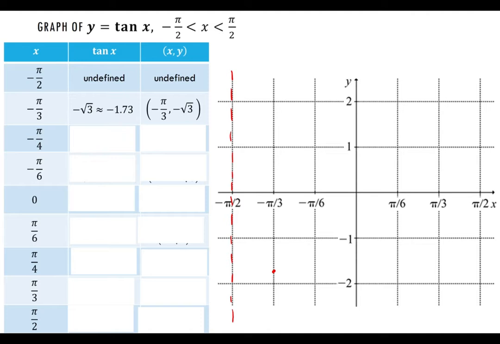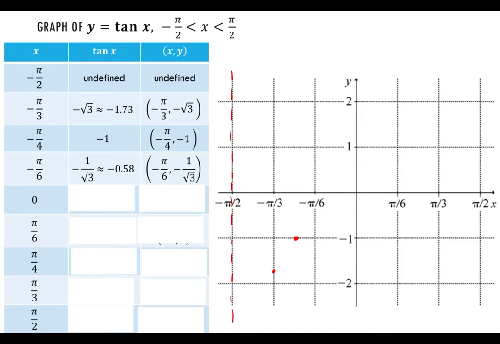Then, we plug in negative pi fourths into tangent. Tangent of negative pi fourths is negative 1, and so then, of course, we get that ordered pair. Negative pi fourths, negative 1. Then, tangent of negative pi sixths, well, that's going to be negative 1 divided by root 3, or for the purpose of graphing, approximately negative 0.58, and so that's going to be about right here.